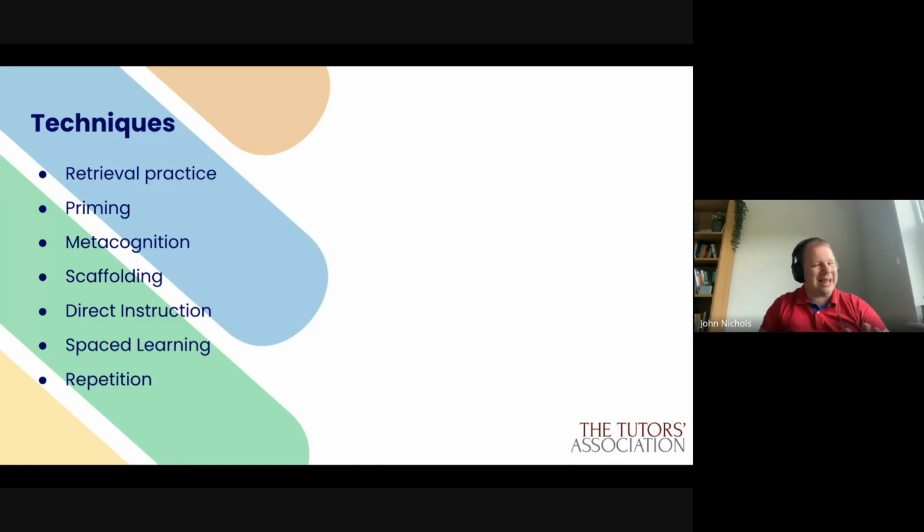Directed instruction is about clarity of explanation and about really being specific in helping students identify exactly what it is they need to do by telling them exactly each step. Spaced learning is where you get them to practice something, and then you leave an interval to do something else. They practice something again at a future point in time, and then they keep doing it. So they keep coming back to this retrieval practice, but it's much more efficient than just loads and loads of retrieval practice in one go. And repetition. Again, the more people repeat stuff, the more they remember it. And I think everyone knows that.